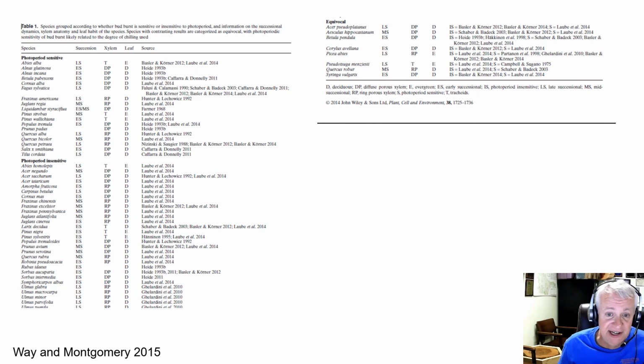There's lots of variation among species. So this is a table, a review of species according to whether bud burst in the spring is sensitive or insensitive to photoperiod, so night length. Some species are photoperiod sensitive, some species are insensitive, some we're not sure yet. So there's lots of variation among species in sensitivity to night length.